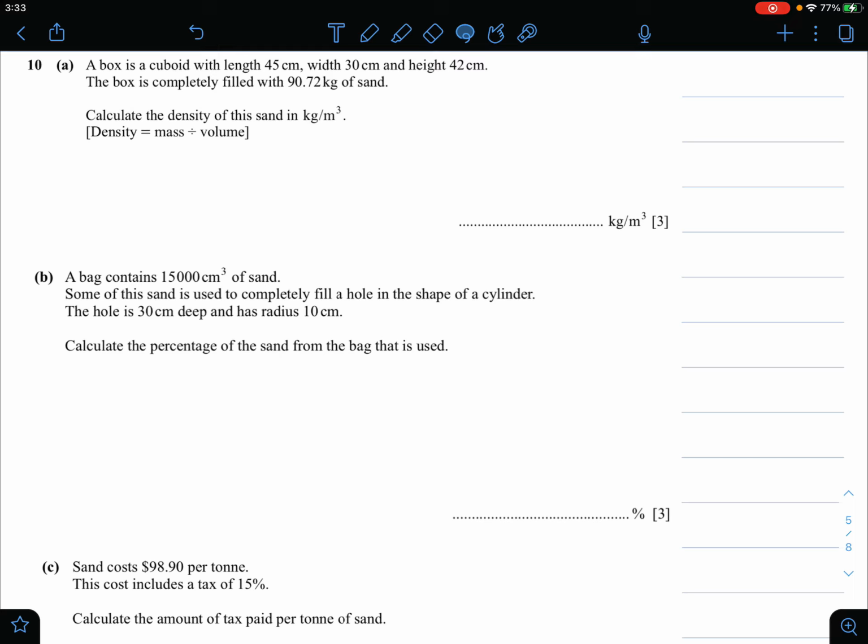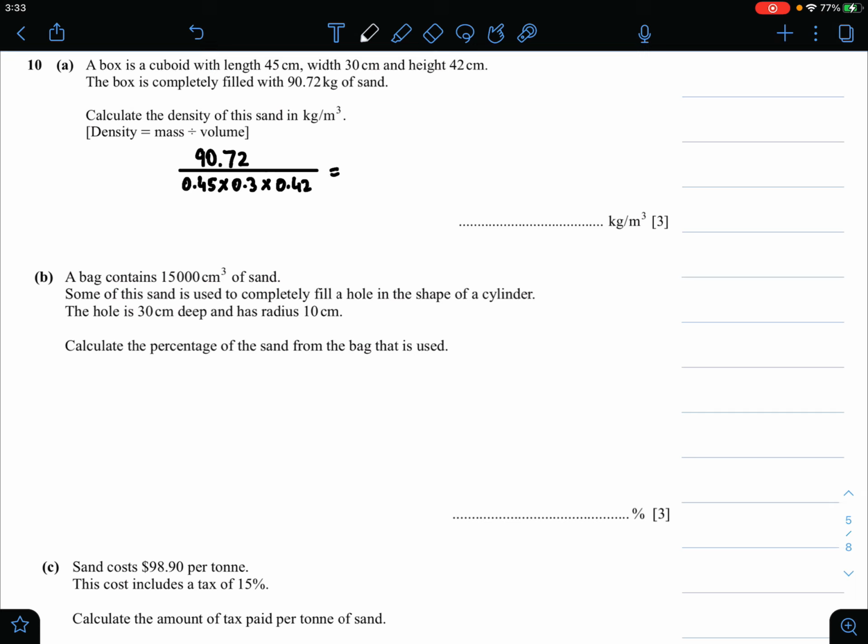And they've given us the formula of density, that is mass, which they've given us as 90.72, divided by the volume. So the volume would be length into breadth, length into width into the height. Now we have to convert them to meters, so it would be 0.45 multiplied by 0.3 multiplied by 0.42.